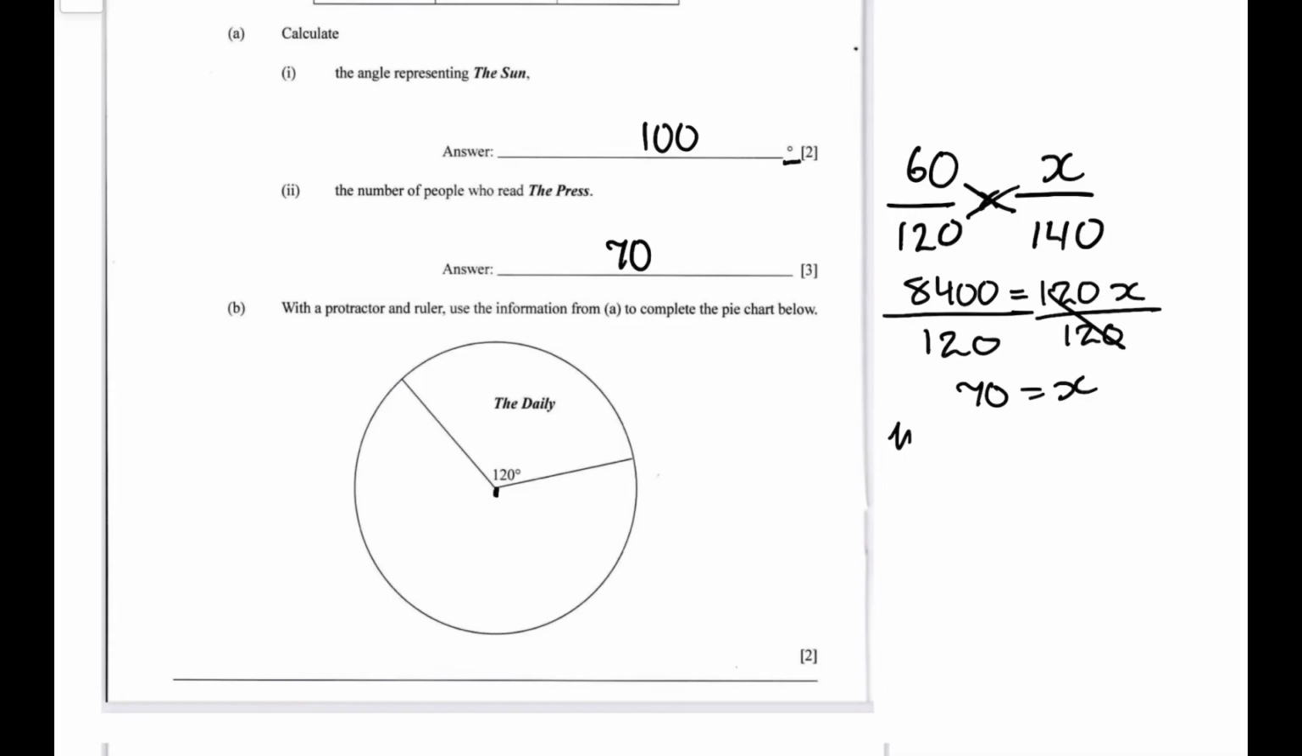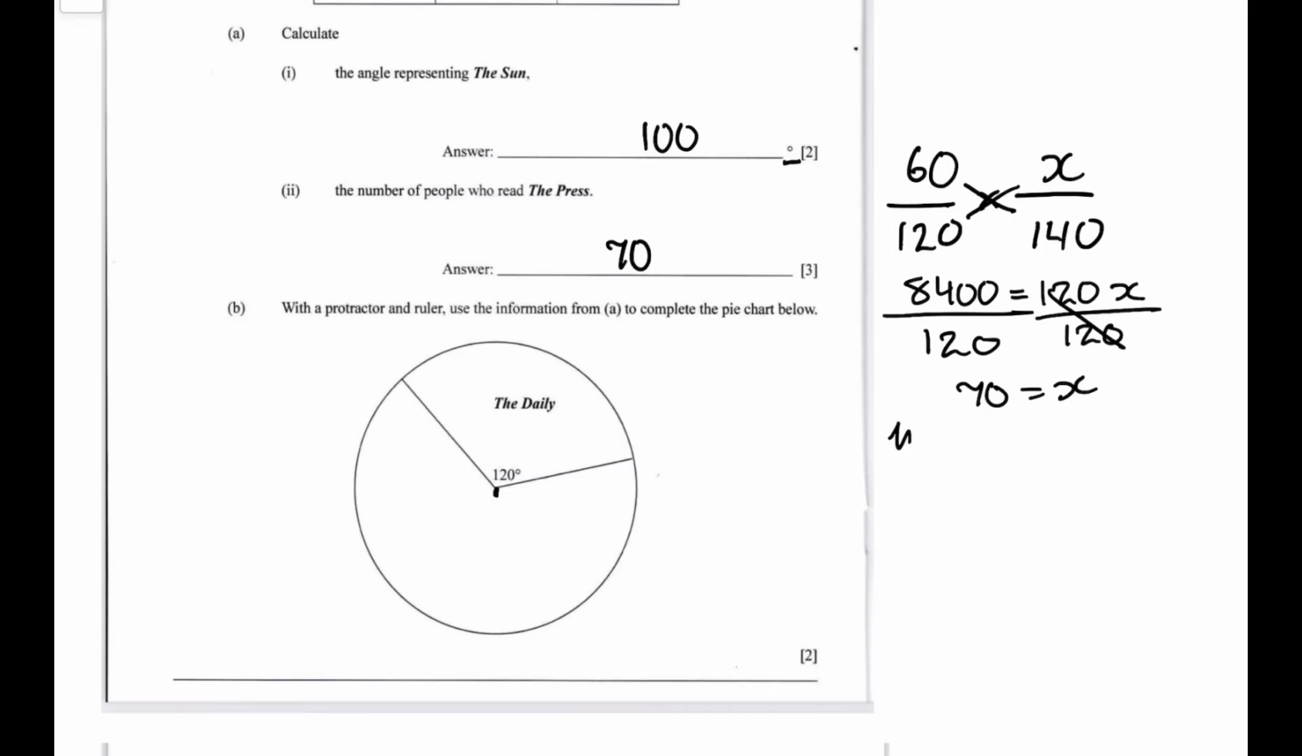Okay guys, for the next question, it says, with a protractor and a ruler, use the information from A to complete the pie chart below. And unfortunately, I do not have a protractor and a ruler, so I will not be able to complete this question right now. But you can try it yourself.